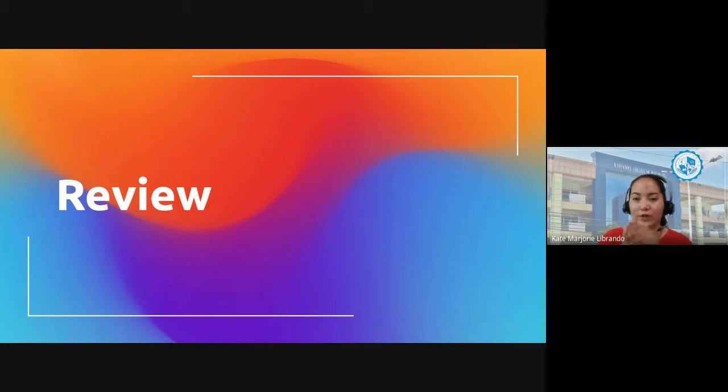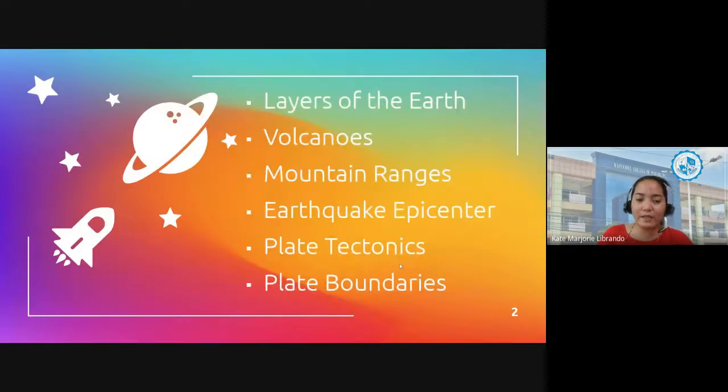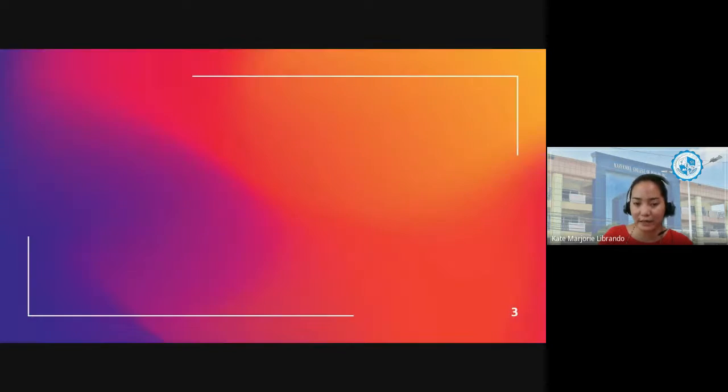Today we are going to review. In the previous 3 weeks we have discussed many things, right? And how plates move and what causes them to move. Today we will review what you have learned in the lessons: layers of the earth, volcanoes, mountain ranges, earthquake epicenter, plate tectonics and plate boundaries.